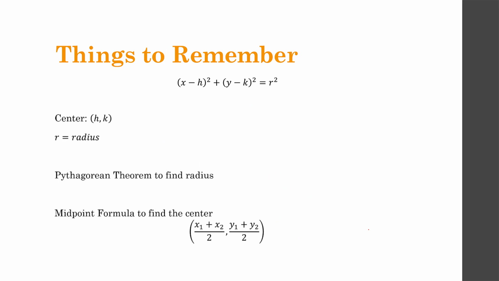All right, let's just wrap a few things up. So don't forget the equation of a circle is (x minus h) squared plus (y minus k) squared equals r squared. The center is your h comma k and your r is your radius. And then a few other things just to keep in mind. You may need to use your Pythagorean theorem to find your radius, and you might need to be using the midpoint formula to find the center when you're given the endpoints of a diameter. And that's all we have for this lesson.